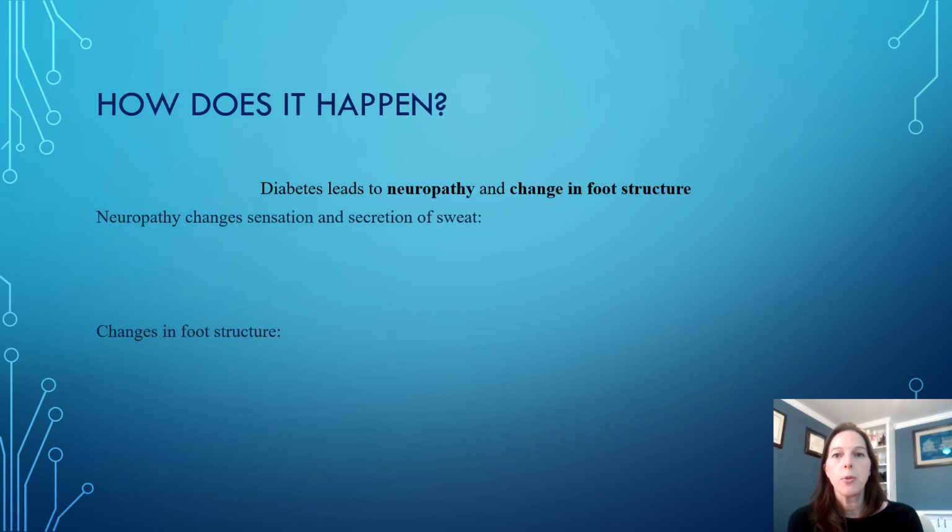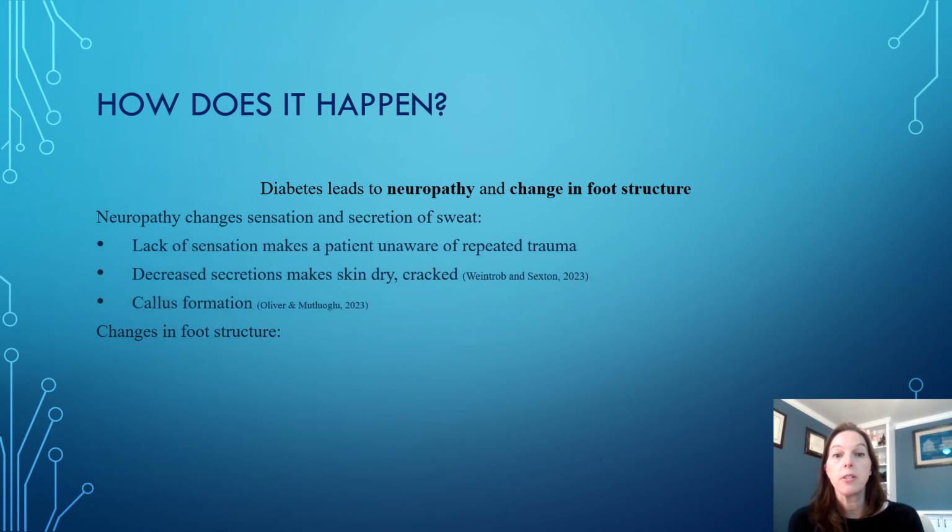Well, diabetes can lead to both neuropathy and a change in the structure of the foot. Neuropathy changes sensation and also the amount of sweat that the body secretes. And the lack of sensation makes the patient unaware of any kind of repeated trauma. That could be something like stepping on a pebble over and over again, or maybe their shoe is too tight and rubbing against the side of the foot, but the patient can't feel that. Also, because they have decreased sweat secretion, their feet become really dry, which leads to cracks and fissures. And then calluses develop from repeated rubbing and pressure, which is also related to that change in foot structure.